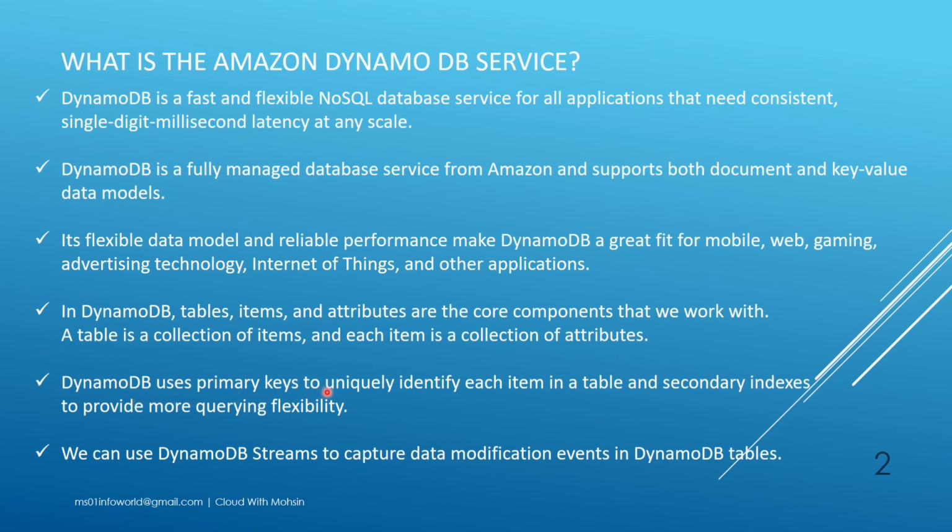DynamoDB uses primary keys to uniquely identify each item in a table, and secondary indexes to provide more querying flexibility. So it will assign a primary key to each item of the table so that we can have a unique identity for it. That is another feature of this one. Secondary indexes are also used to provide more querying flexibility. And we can use DynamoDB Streams to capture data modification events in DynamoDB.